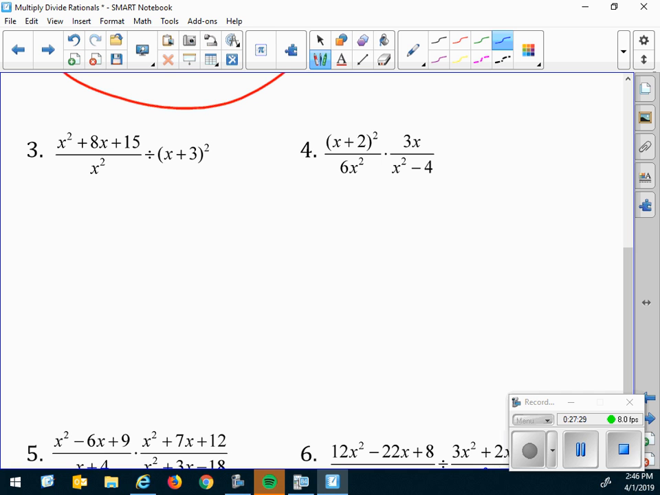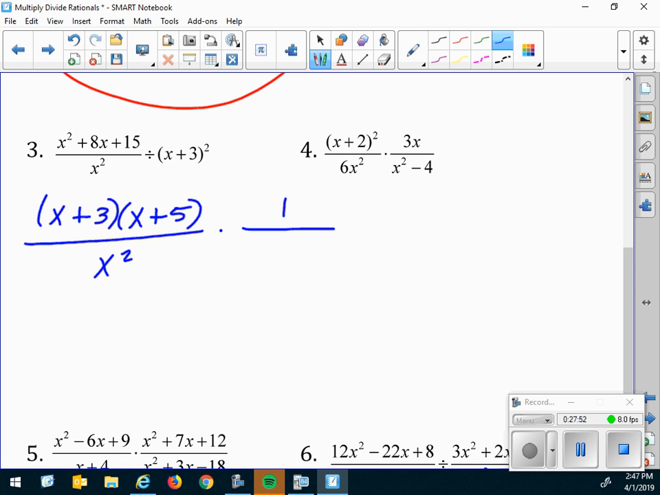Reciprocal of what? The second one, good. So first one, can I factor the first one? Good. Times 1 over. Now, here's what I want you to do on that x plus 3 quantity squared. I want you to write them both out: x plus 3 times x plus 3.